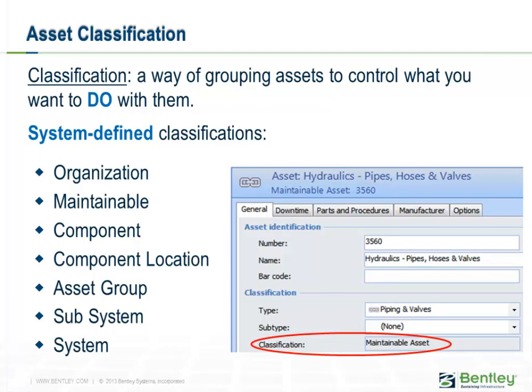Asset classification is a way to group assets in order to control what you want to do with the asset. The classification affects how APM treats the asset. The classification is associated to a specific asset type. There are a number of system-defined classifications. They are organization, maintainable, component, component location, asset group, system, and subsystem.